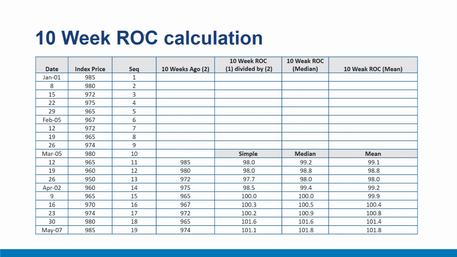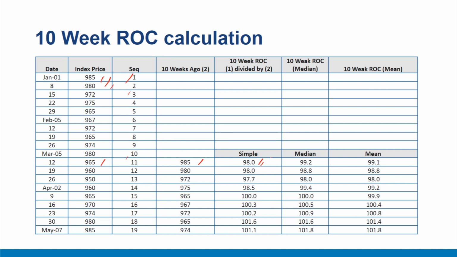Here we have weekly index price data. For each week, the index price value is given, starting from 1, 2, 3, 4, 5 up to 10. Now let's say I want to compute the values for the 10-week ROC. What I can do is simply divide the latest price by the price 10 weeks ago. In this case, the latest price is 965 and the price 10 weeks ago is 985. So we can divide 965 by 985 to get a value close to 98.